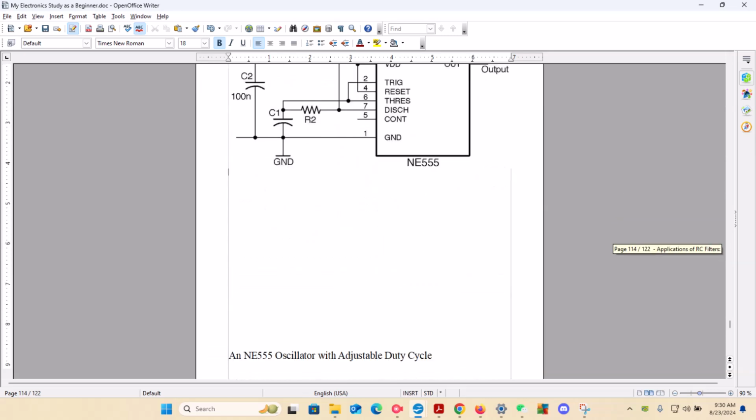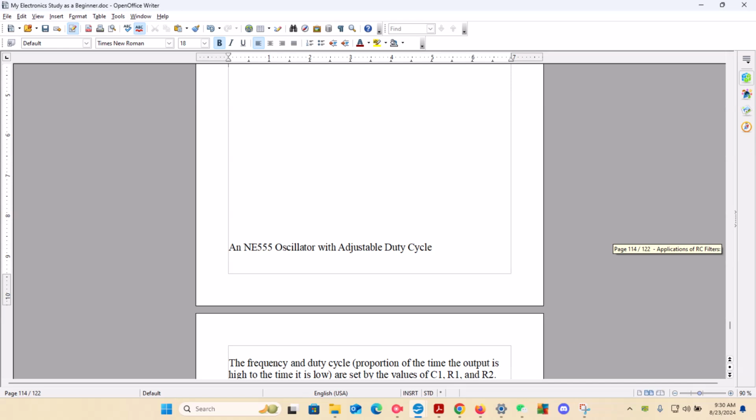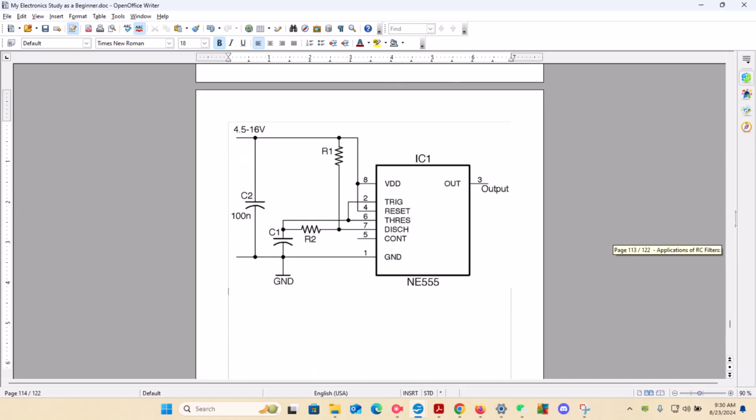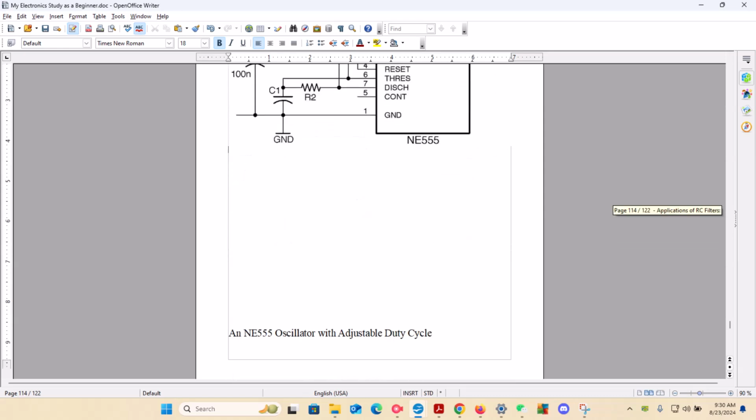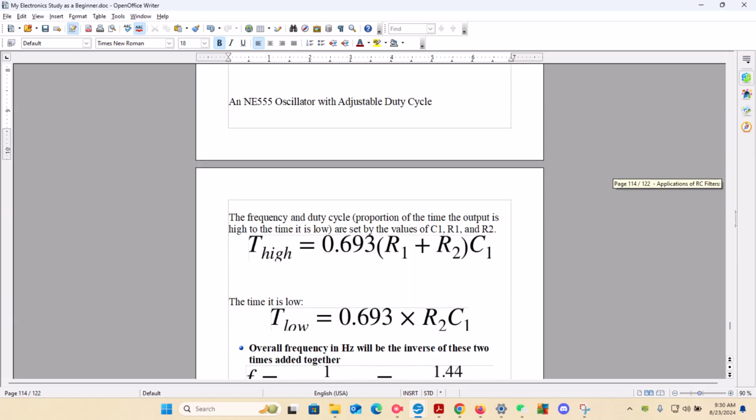And that is an NE555 oscillator with an adjustable duty cycle. So these are those that would refer to extra functions in this IC. Now, when we talk about frequency and duty cycle, we want to consider the proportion of the time the output is high to the time that it is low. And it's set by the values of C1, R1, and R2. So that would be capacitor 1, resistor 1, and resistor 2.